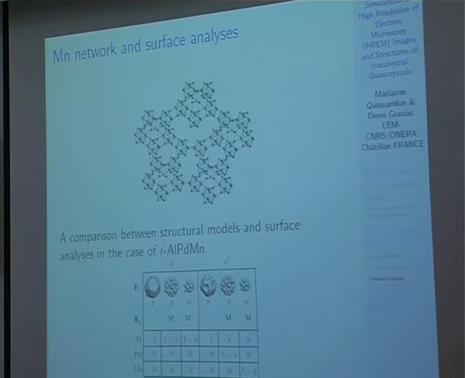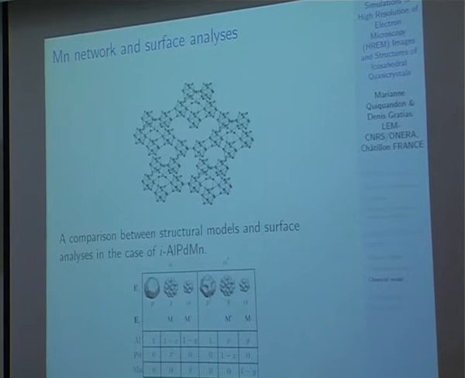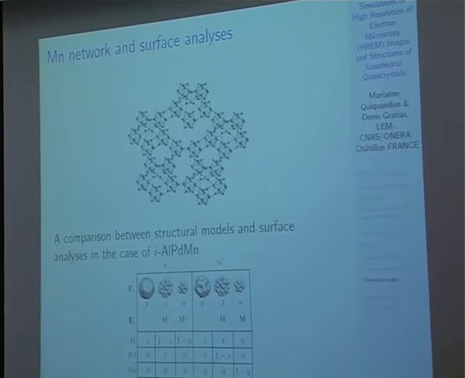Now I present a comparison that we have performed between the structural models and surface analysis in the case of aluminium, palladium, manganese, in collaboration with Barish Unal and Patricia Thiel. We have performed the models with two occupancy parameters, X and Y, and we vary the values of X and Y from 0 to 1.